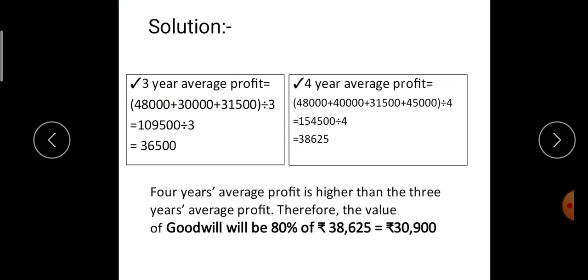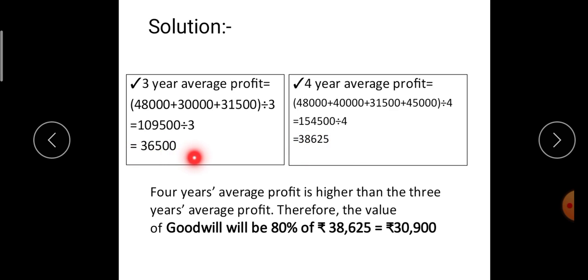now see here I have made two boxes. In the first box the 3 year average profit is calculated, and in the second box the 4 year average profit is calculated. While calculating the 3 year average profit, the last 3 years' profit is taken into consideration: 48,000, 30,000, 31,500. The total is 1,09,500 divided by 3, that is 36,500. In case of 4 year, it is 48,000, 40,000, 31,500 and 45,000. Total is 1,54,500 divided by 4. We will get the average profit of 4 years as 38,625.